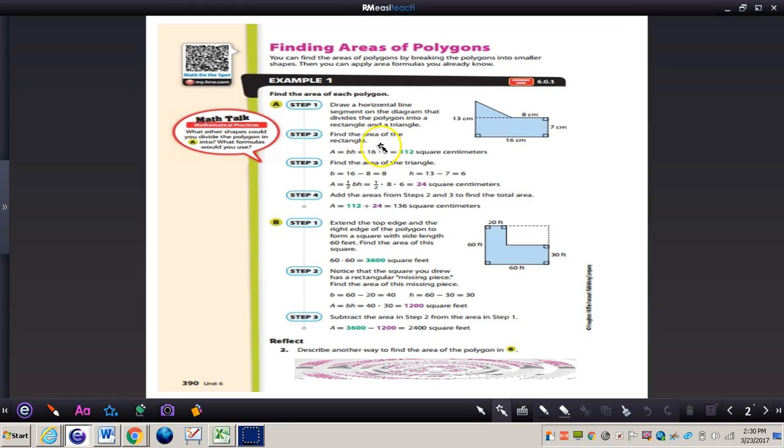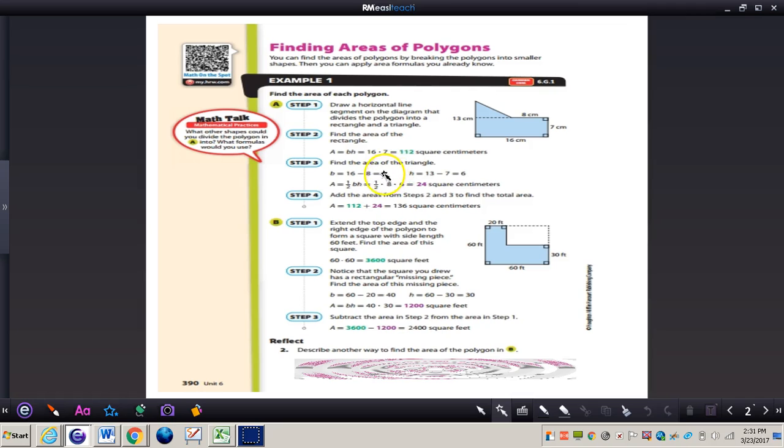Now step 2, we want to find the area of the rectangle. So what we have is area equals base times height. And what we can see here is we have a base of 16 and a height of 7. Now I know on the left hand side the height is 13, but understand we cut that off on this left hand side. It's important to understand when you're dividing up different shapes or dividing polygons that you understand the measurements of the different shapes and that you don't get confused. So we know 16 times 7 gives me 112 centimeters.